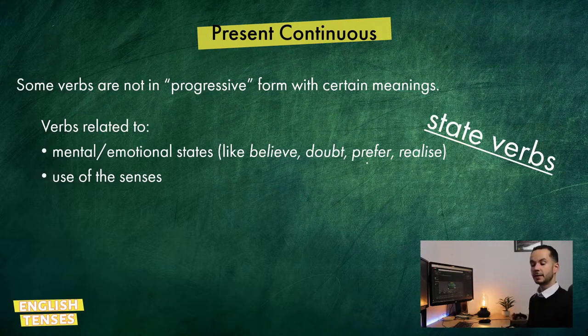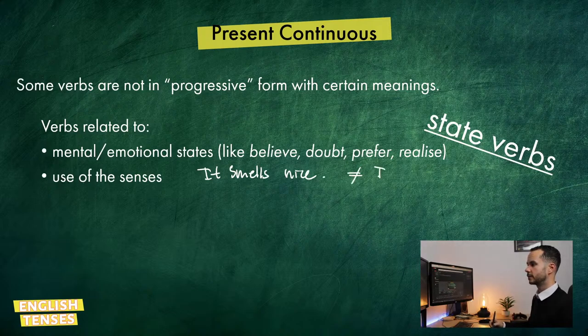The same goes for verbs related to the senses. If we want to say that something has a very nice smell, you won't say it is smelling nice, right? You say it smells nice. So, it smells nice. Not it's smelling. So this is not correct.